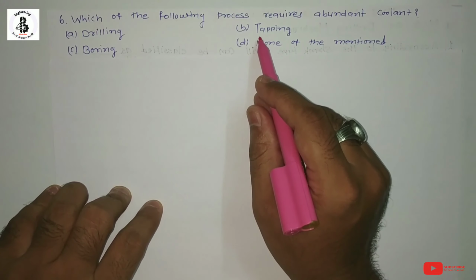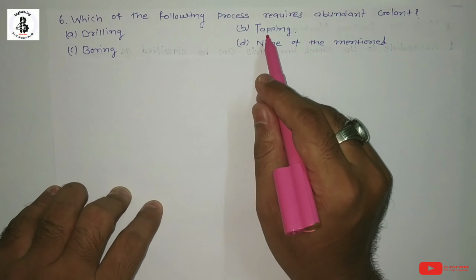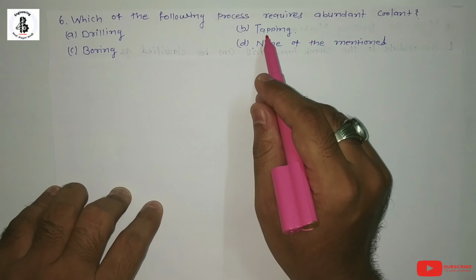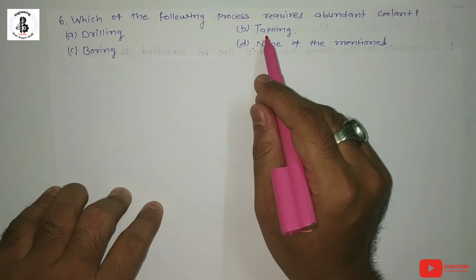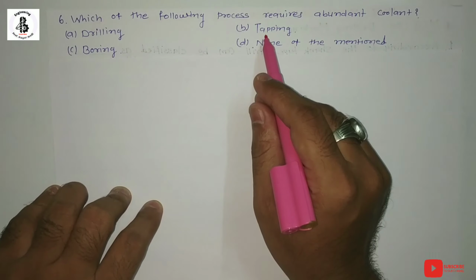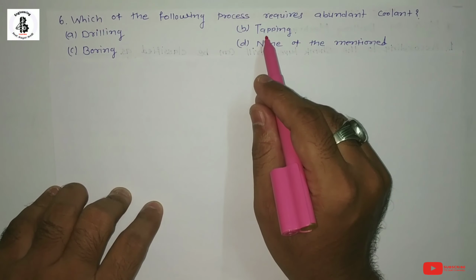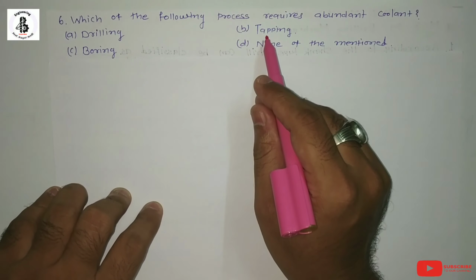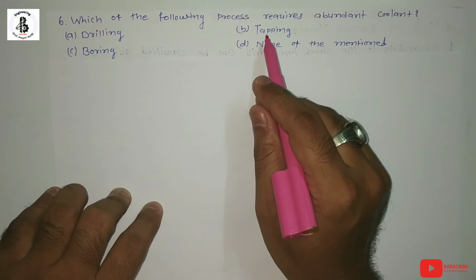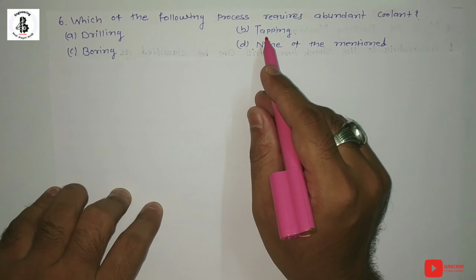Then tapping. Tapping is generally used to make an internal thread. So that will be considered a metal forming process. It requires abundant coolant for increasing the accuracy of making internal threads, because a thread will have good accuracy. That is the necessary condition for making a thread.